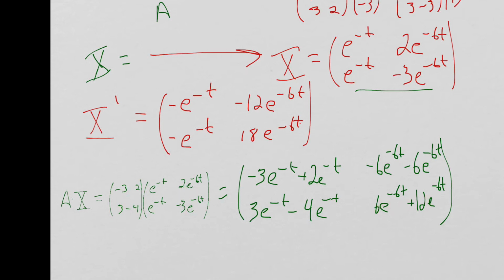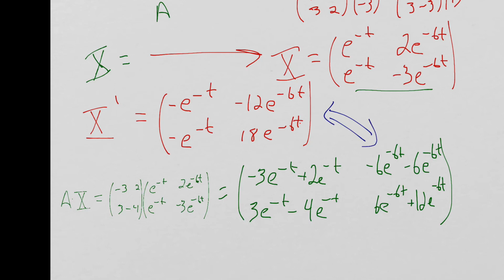So you may already notice this, but what do I get when I do, notice they're both e to the negative t terms, I can combine like terms. Negative 3 and 2, well that adds to negative 1. 3 and negative 4, negative 1. Negative 6 minus 6, negative 12. Notice they've got the same exponent. 6 and 12, 18. So what I want you to see is that these two lines are the same.